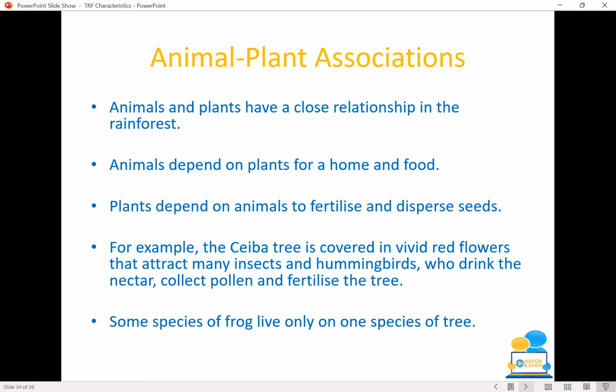For example, the ceiba tree is covered in vivid red flowers that attract many insects and also hummingbirds, who drink the nectar, collect pollen, and fertilize the tree. Some species of frog live only on one species of tree because they've adapted to live in that tree, and they can benefit from living in that particular type of tree.